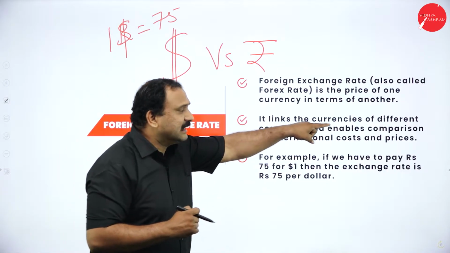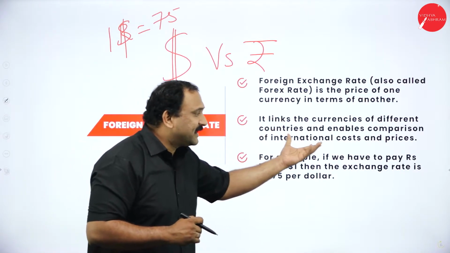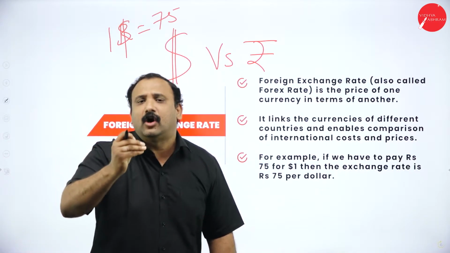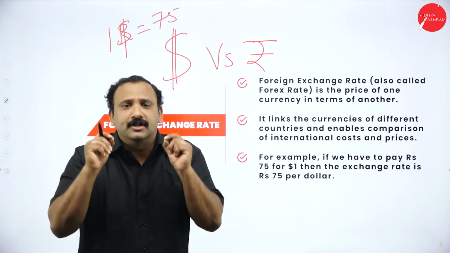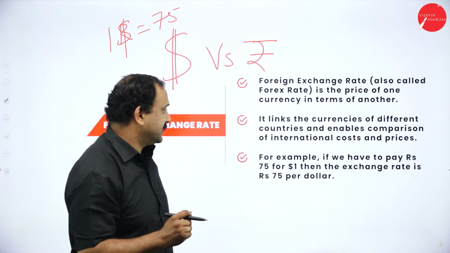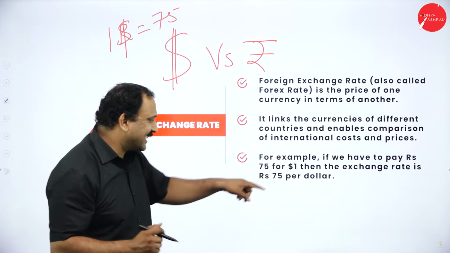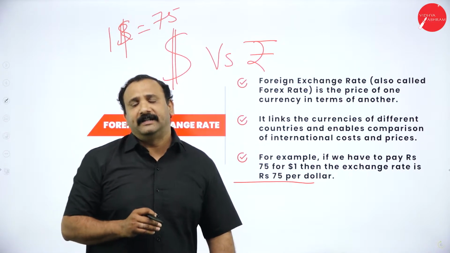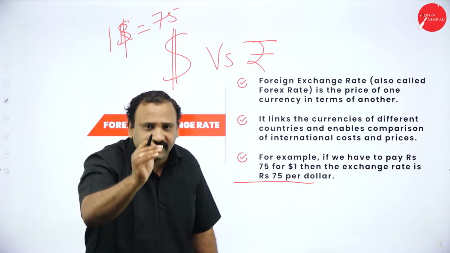That's why we say it links different currencies and enables a comparison of international costs and prices. There are a lot of factors involved in the foreign exchange market altogether. All these factors constitute the determination of the price of a particular currency. For example, if we have to pay 75 rupees for $1, then the exchange rate is 75 per dollar. That 75 will be decided on the spot based on the supply and demand of the currency.